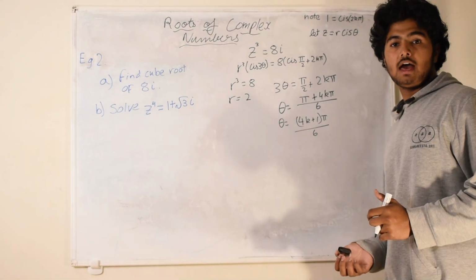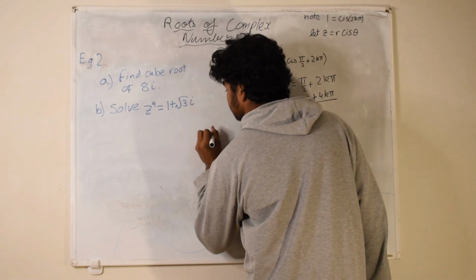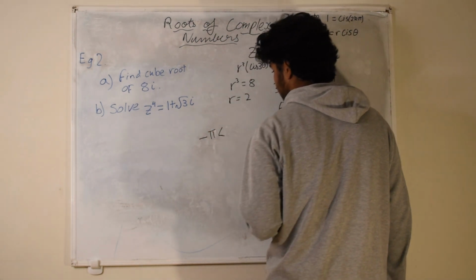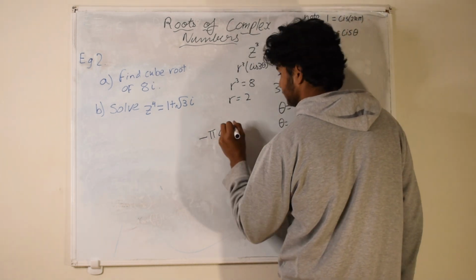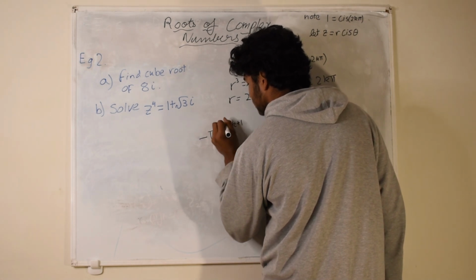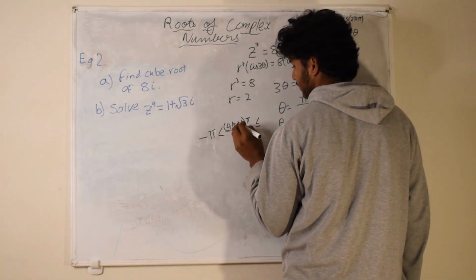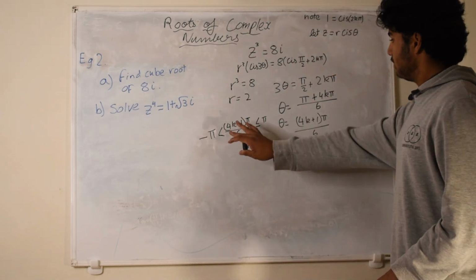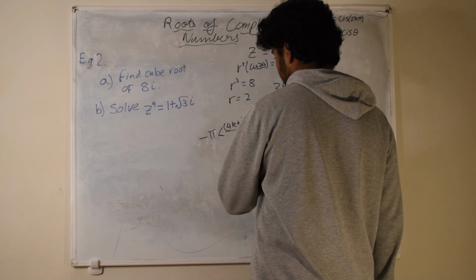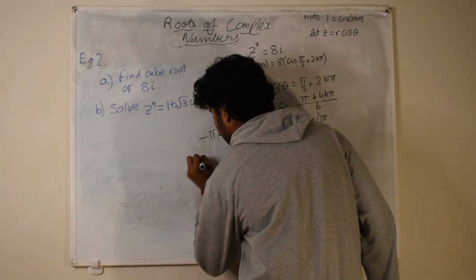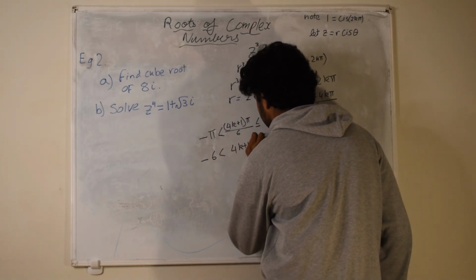Principal argument, coming back to that, negative pi, so we write that down over here. So we have negative pi less than this value over here. So this is basically the argument, so we've got (4k plus 1) pi upon 6 is less than or equal to, don't forget that, pi. Next step, multiply both sides by 6 and divide both sides by pi. The pi and pi cancel out. So we get negative 6 is less than 4k plus 1, which is less than or equal to 6.